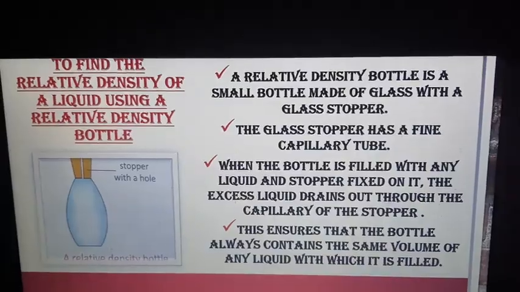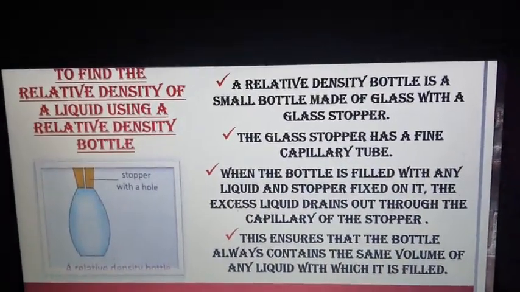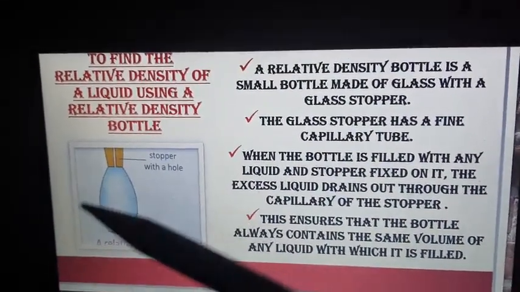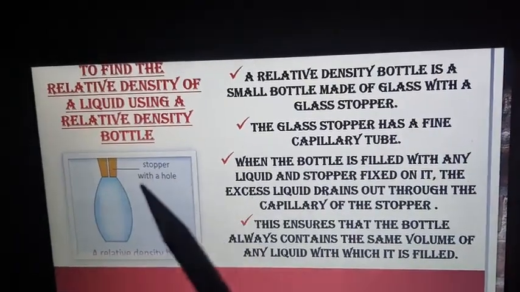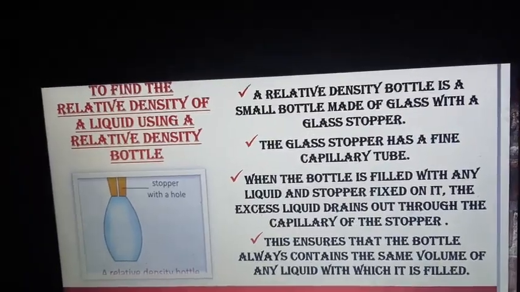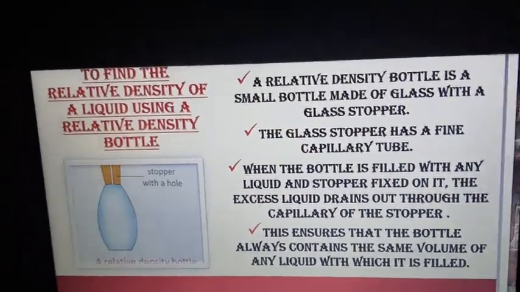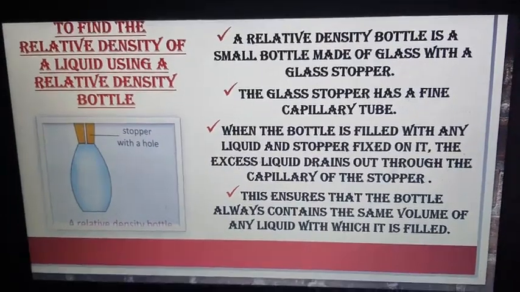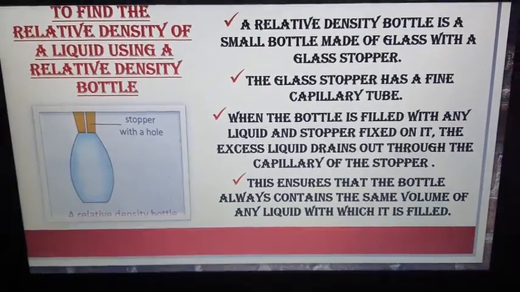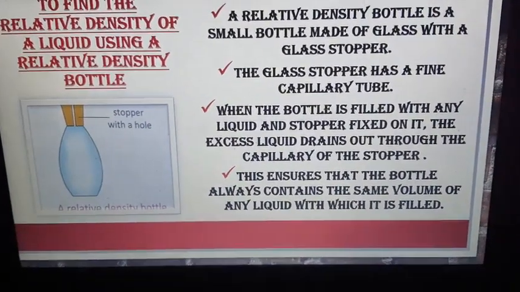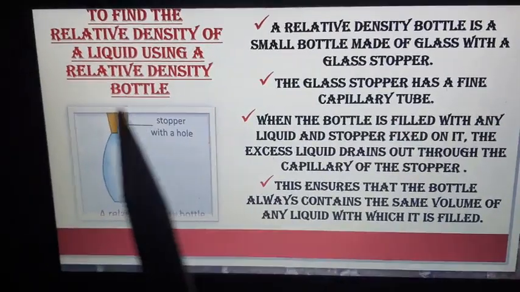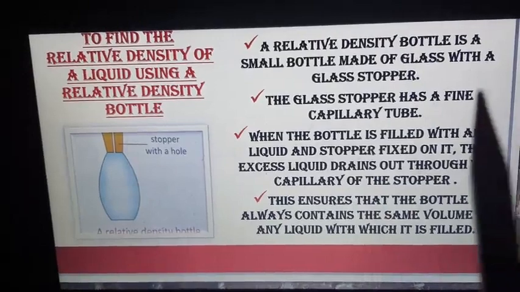Okay, now how do you find the relative density of a liquid using a relative density bottle? If you look at this particular bottle which is given in your textbooks, this is a glass bottle which has a stopper at the top and a hole in between. Now let's read the write-up. The first point says that a relative density bottle is a small bottle made of glass and having a glass stopper at the top. The glass stopper has a fine capillary tube. If you can see it, there is a fine tube in between.